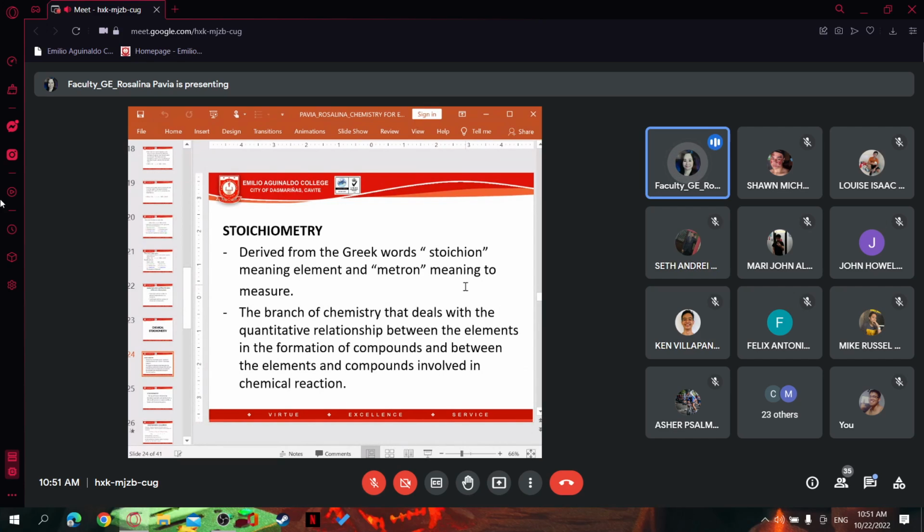When you say stoichiometry, it is derived from the Greek words stoichion, meaning element, and metron, meaning to measure. It is the branch of chemistry that deals with the quantitative relationship between the elements in the formation of compounds and between the elements and compounds involved in chemical reaction. This answers the question how much.